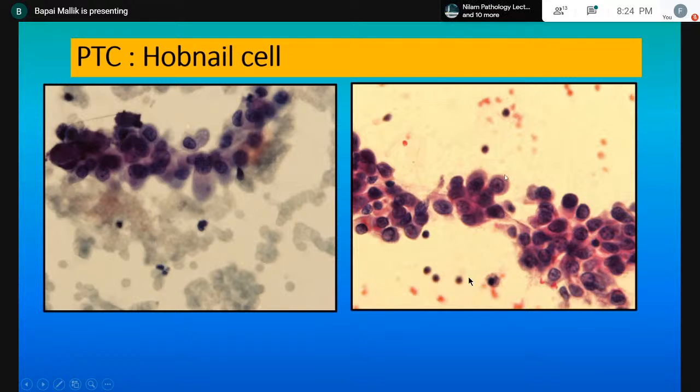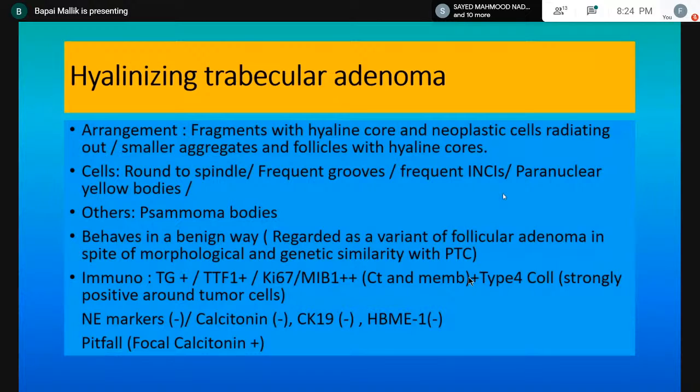And these are the hobnail cells. So these are the hobnail cells, which, by the way, may be found in papillary thyroid carcinomas, but not as a major component. Okay, so this is one variant called hobnail cell variant of papillary thyroid carcinoma. The next one is a very tricky one because this is technically not a malignancy.